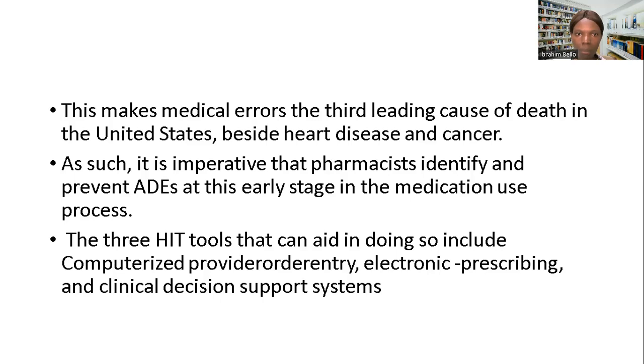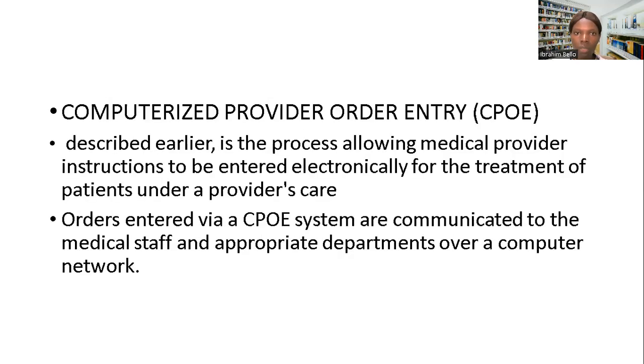As such, it is imperative that pharmacists identify and prevent adverse drug events at this early stage in the medication use process. The three health information tools that can aid in doing so include computerized provider order entry, electronic prescribing, and clinical decision support systems. Computerized provider order entry is the process allowing medical provider instructions to be entered electronically for the treatment of patients under a provider's care.